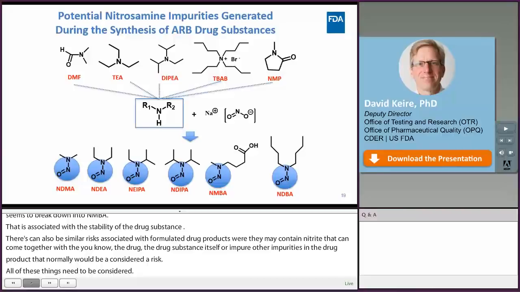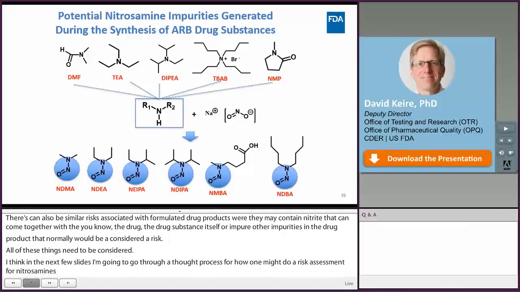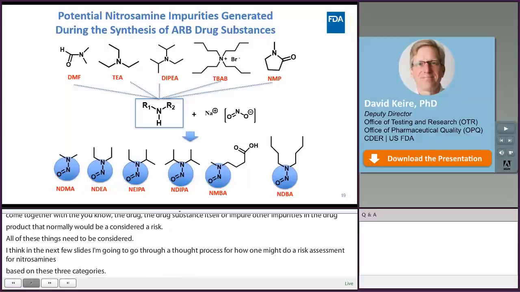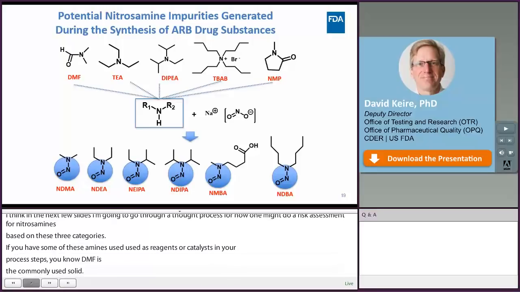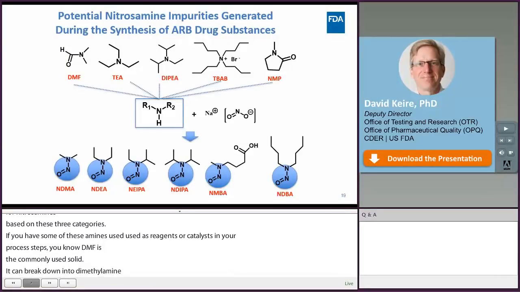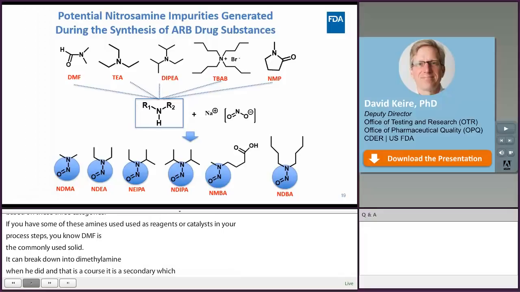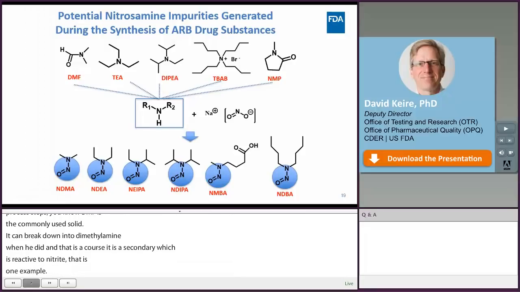So if you have some of these amines used as reagents or catalysts in your process steps, dimethylformamide is a commonly used solvent, for example. This dimethylformamide can break down into dimethylamine when heated, and that is, of course, a secondary amine, which is reactive to nitrite and can form NDMA. That's one example, and any one of these, if you have them in your process and the conditions are correct, could lead to this family of nitrosamines shown here at the bottom of the screen.